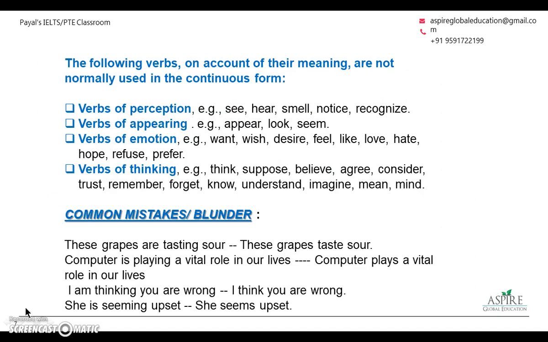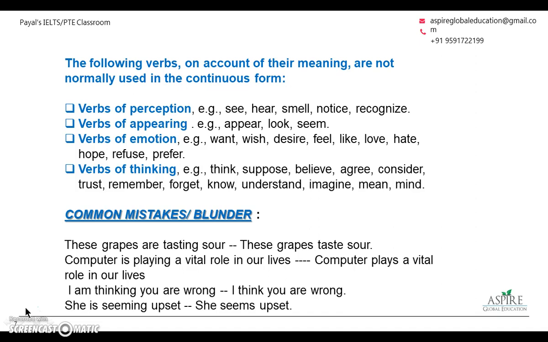Okay, so the following verbs on account of their meaning are not normally used in their continuous forms, although you might find some exceptions in the recent times because of the influence of colloquial languages. Verbs of perception: see, hear, smell, notice, recognize. Appear: look, seem, want, wish, desire, feel like, love, hate, hope, refuse, prefer.